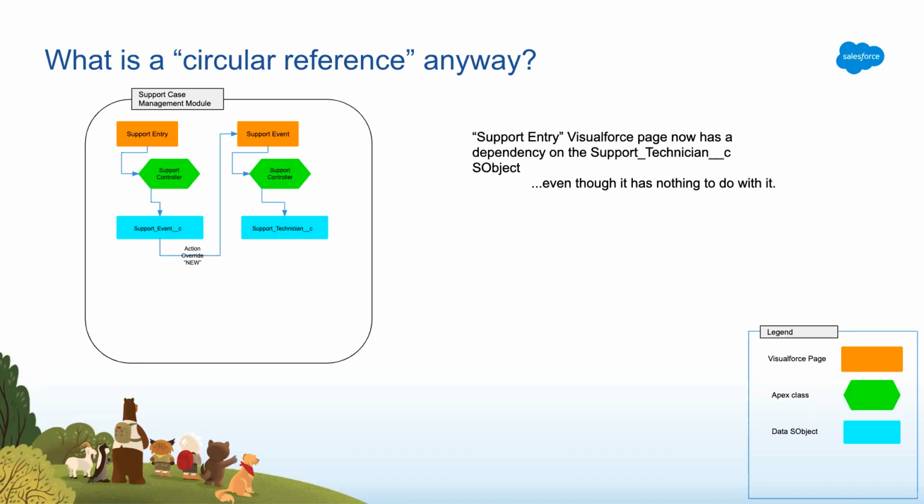Unfortunately, in the world of Salesforce, we have done quite a bit of this. Think about this example. You've got a support case management module. The orange thing is the support entry, a Visualforce page. It has a dependency on the support controller, an Apex controller. Green is Apex controller. And that controller might have a dependency on the data object support event.